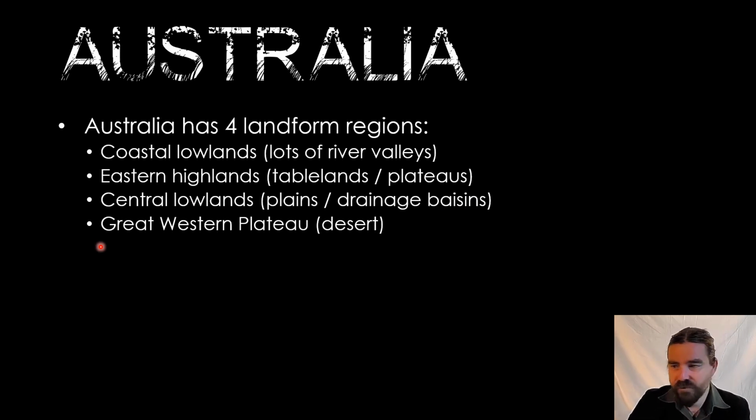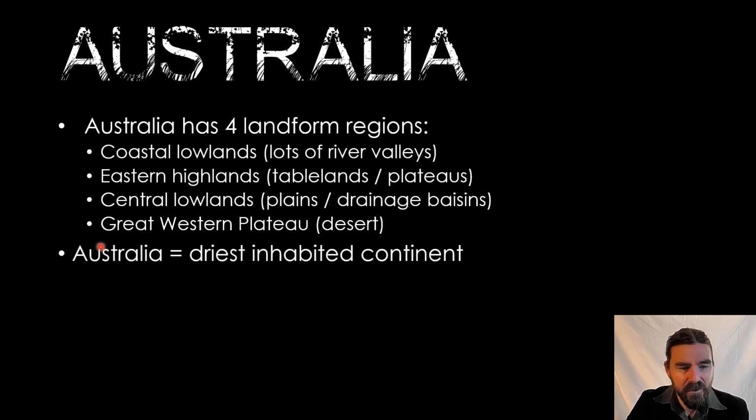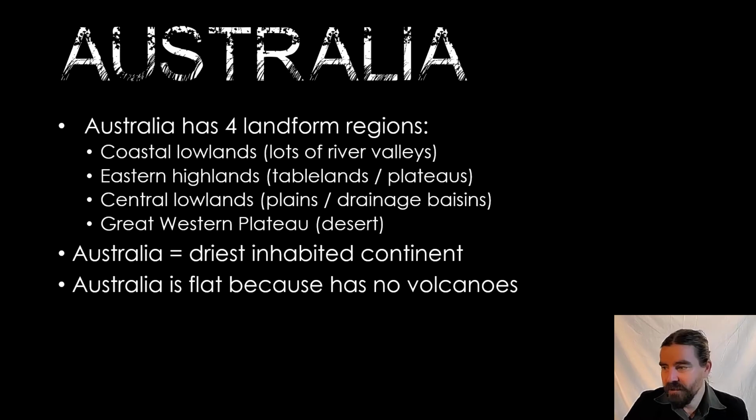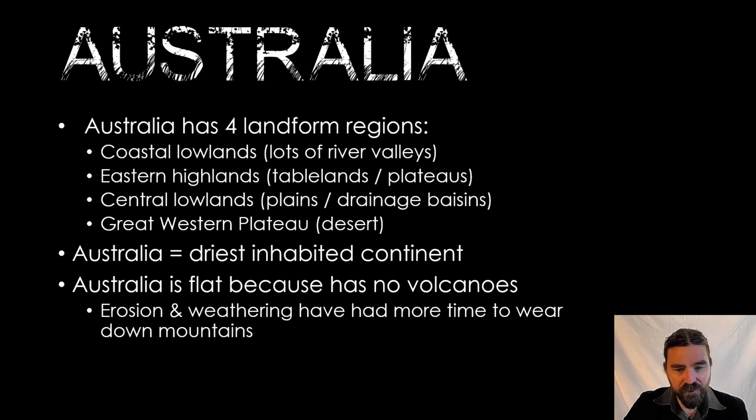This will make more sense when I show you a map. But fun fact, Australia is the world's driest continent that's inhabited. I had to say inhabited, as in where people live, because Antarctica is even drier than Australia, but no one lives there permanently. It's just a few random scientists there. Australia's flat because it didn't have any volcanoes, and erosion and weathering have had more time to wear down the mountains. That's why Australia's so flat. Yeah, very flat, very dry.